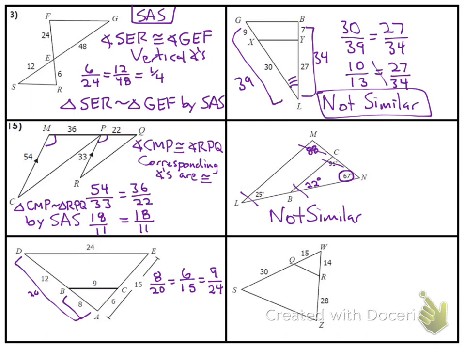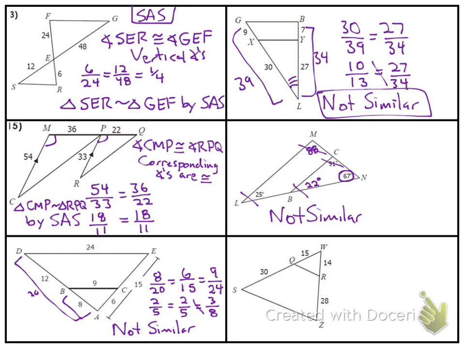8 and 20 I can divide both by 4 and I get 2/5. 6 and 15 I can divide both by 3 and I get 2/5. 9 over 24 I can divide both by 3 and I get 3/8. Well, these are not equivalent. They don't match, so this is enough to say not similar.